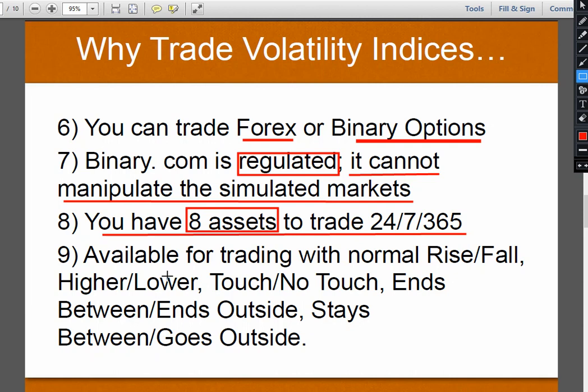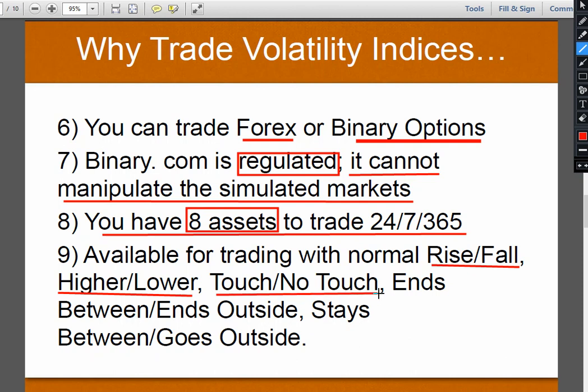Now, the last benefit and a good reason why you should consider trading volatility indices is this. Volatility indices are available for trading with normal options. If you go to binary.com, you can trade the ordinary rise and fall, where your prediction is that price will fall from your current price or will rise. You can also do higher or lower, which is the ordinary put call or call put, where you are predicting that price will close above or will close below your entry price.